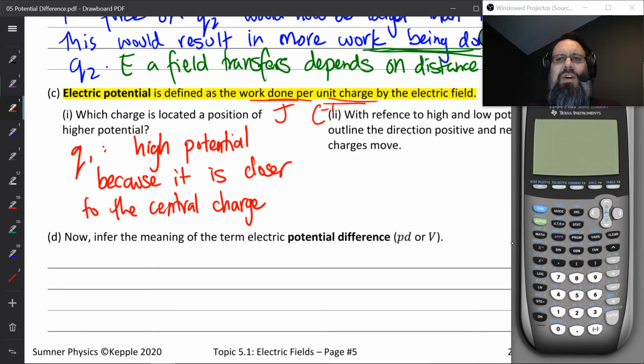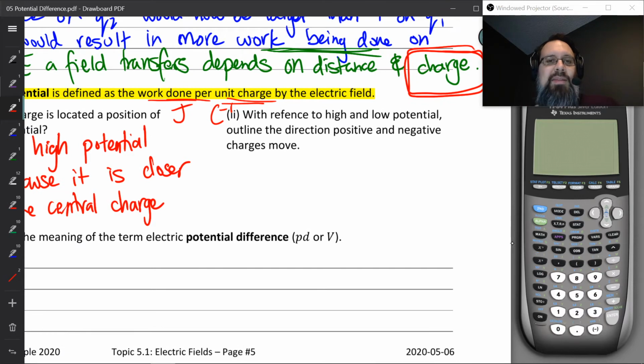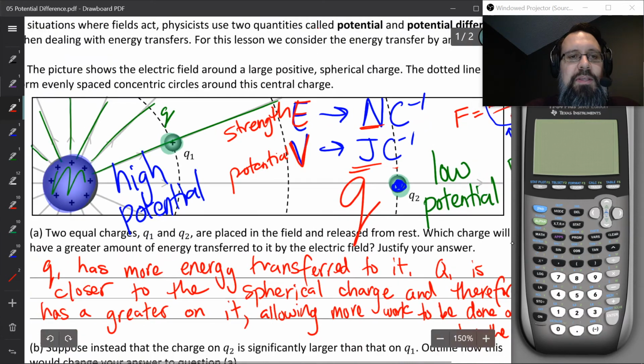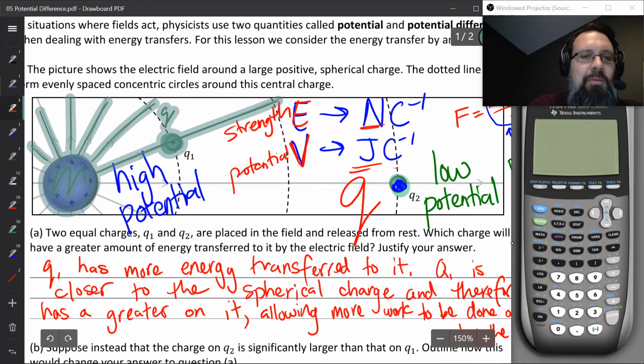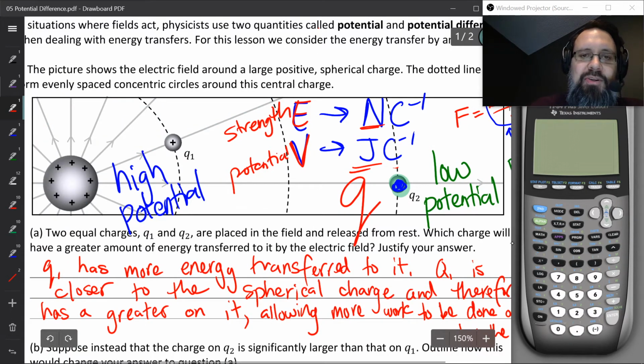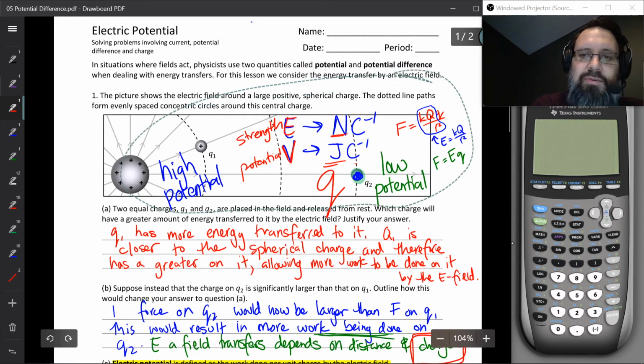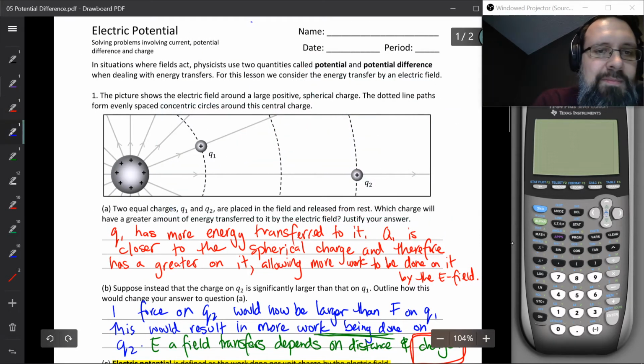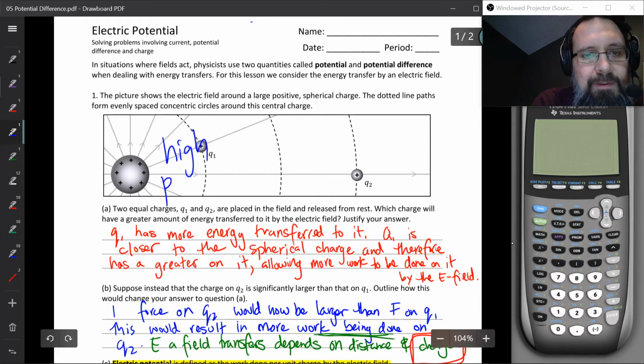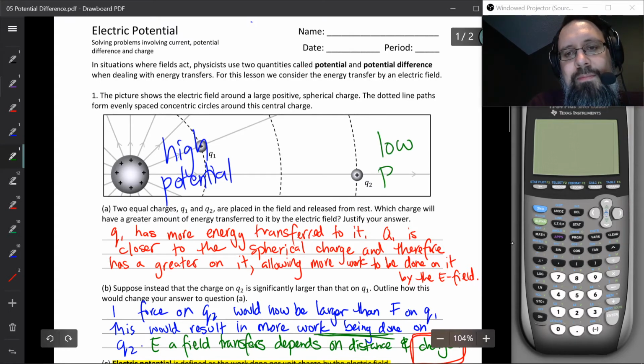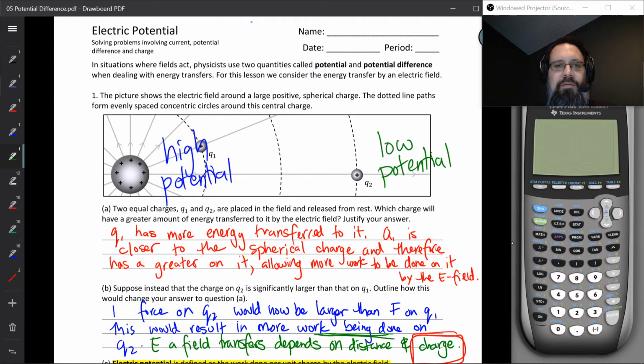Okay, so here's an interesting question. With reference to high and low potential, outline the direction positive and negative charges move. These positive charges that we have in this picture are moving away from this thing. Let me make this picture look cleaner. Okay, so we said that this region here is high potential, and the region out here is low potential. All right, so how are these charges moving with respect to the potential? Are they moving from low potential to high potential, or from high potential to low potential? What are positive charges doing?